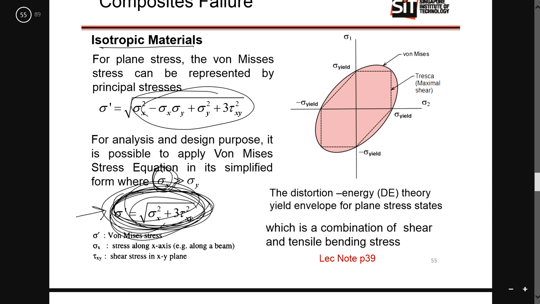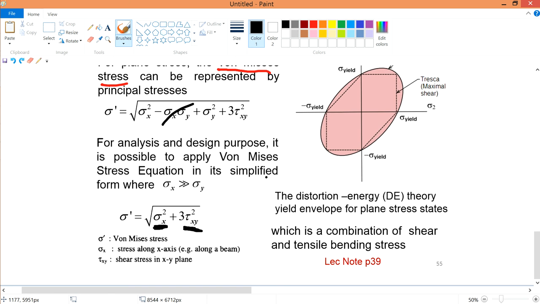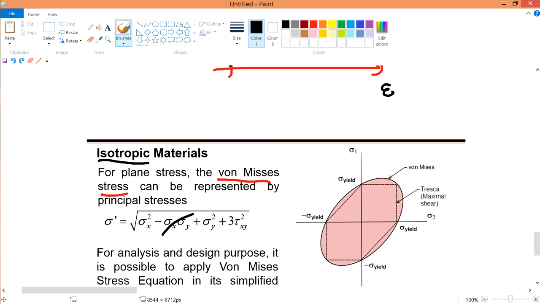The von Mises equation, and this is your von Mises strength. Anything larger than this value will fail. That's all. And this is for isotropic material. Hopefully this is very, very clear. Now let's zoom up a little and go to anisotropic material.